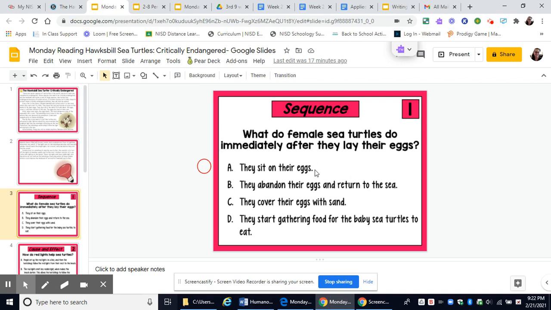So let's go back to number 1 and look at our choices. What do female sea turtles do immediately after they lay their eggs? They sit on their eggs, they abandon their eggs and return to the sea, they cover their eggs with sand, they start gathering food for the baby sea turtles to eat. Okay, so whatever the choice you think it is, if you think the choice is B, you're going to highlight this part and just put the little circle there and you are done. Okay, so that's all you're going to be doing.